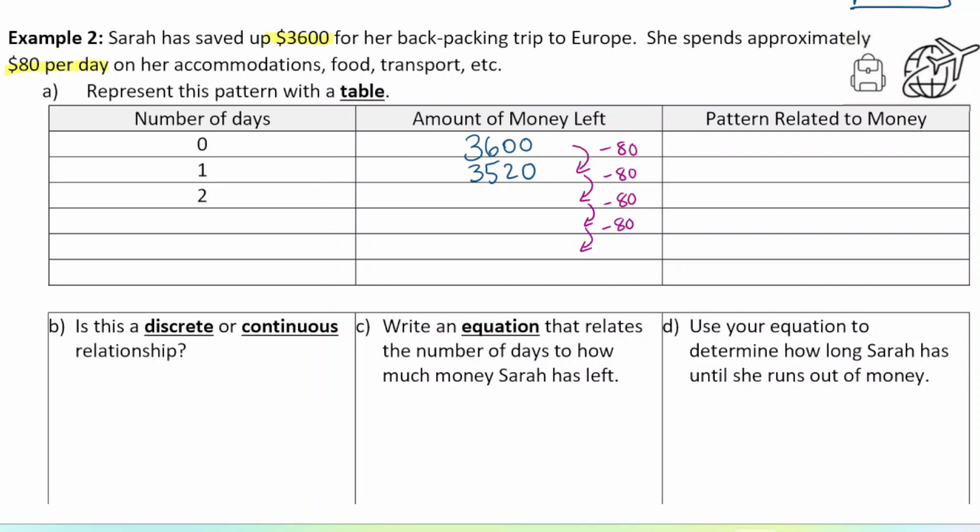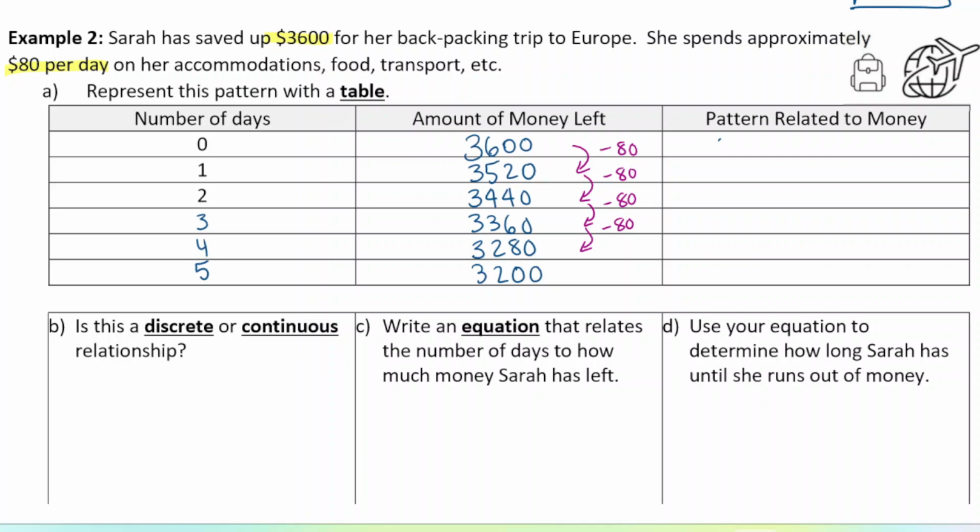Okay, so then we'll have $3,440, and then after 3 days we'll have subtracted 3 times $80, which is $3,360, and then $3,280, and then $3,200. Let's try and understand the pattern here.